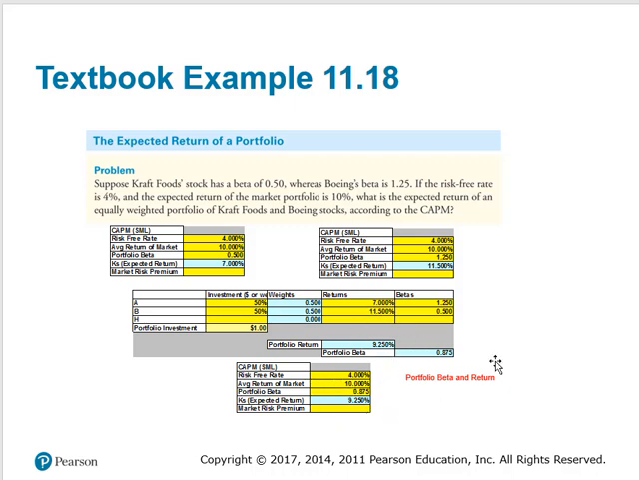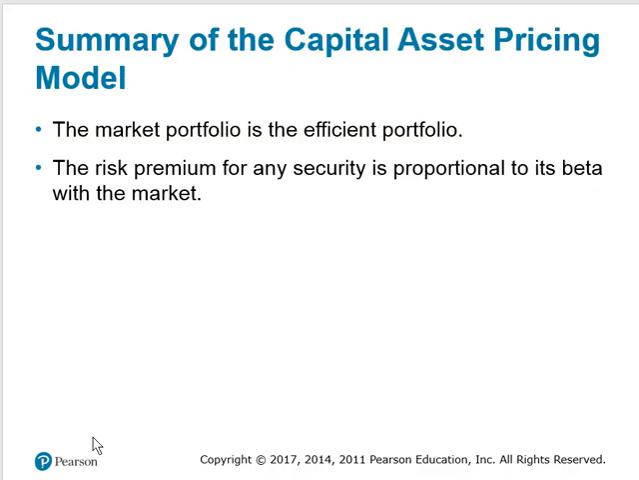If you plug those numbers back into the formula, 0.875 is the beta, 4% is the risk-free rate, and 10% is the average return of the market. Again, this just confirms that this portfolio should earn about 9.25%. So we can utilize this beta to help us understand the returns, not just on individual stocks, but also on portfolios of stocks.